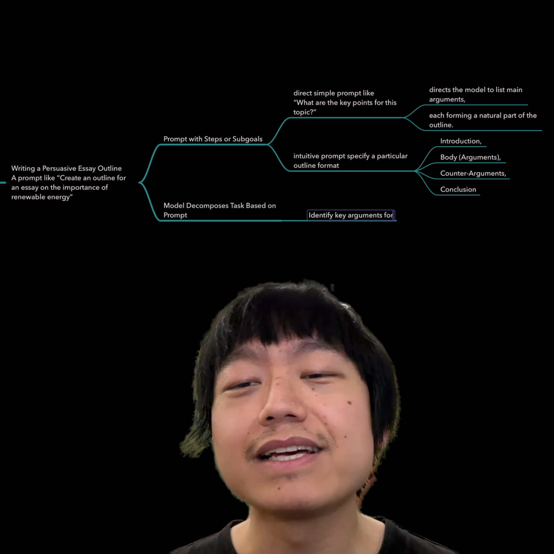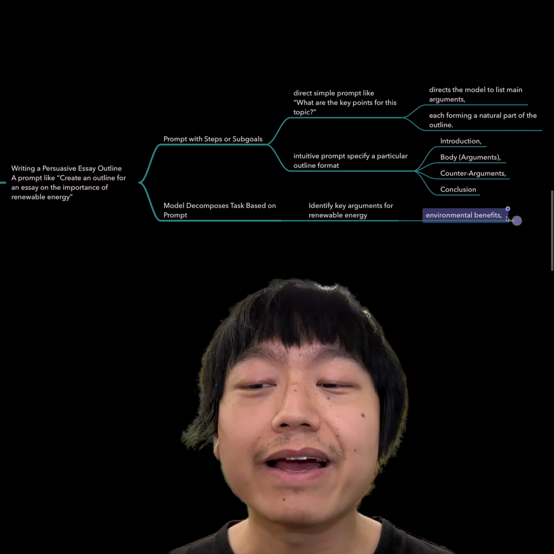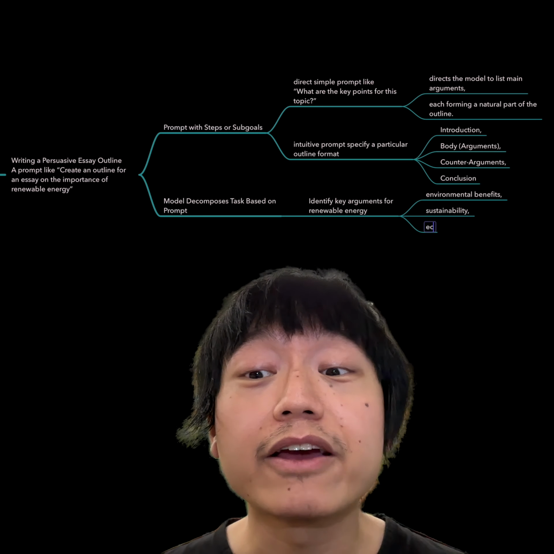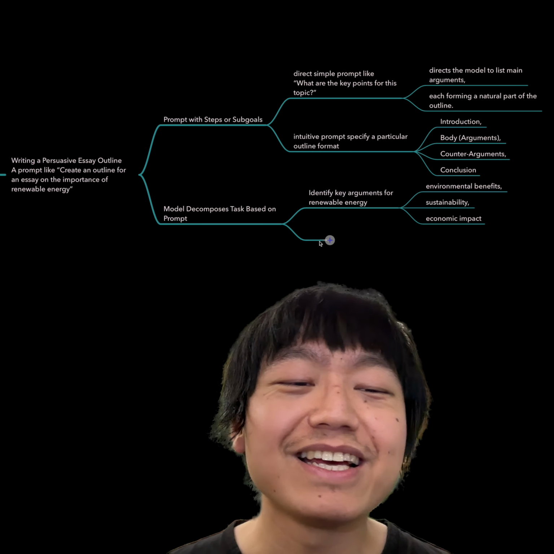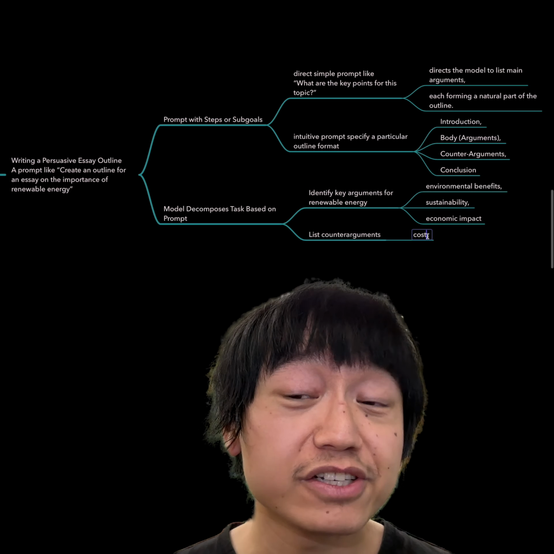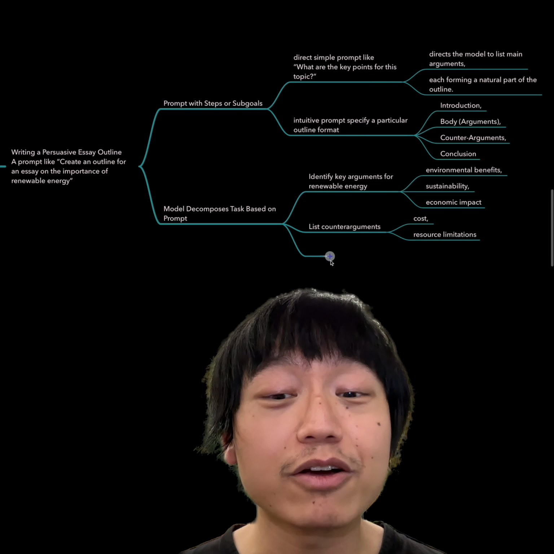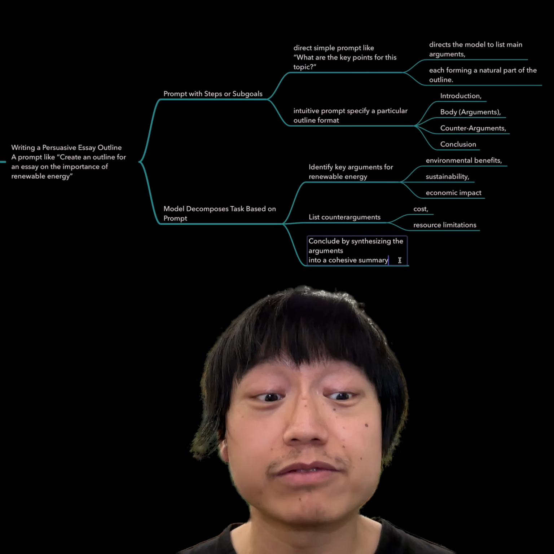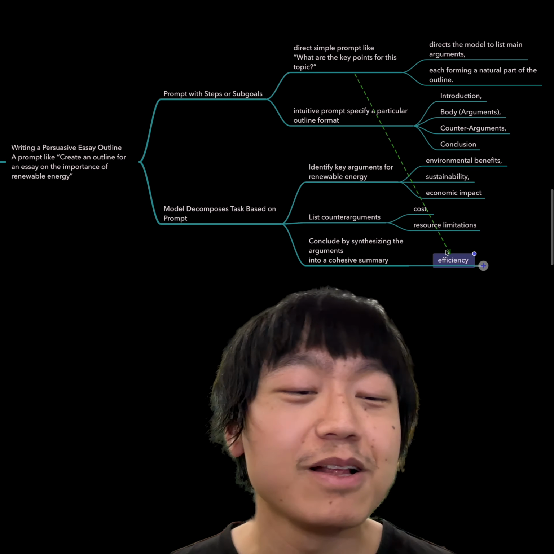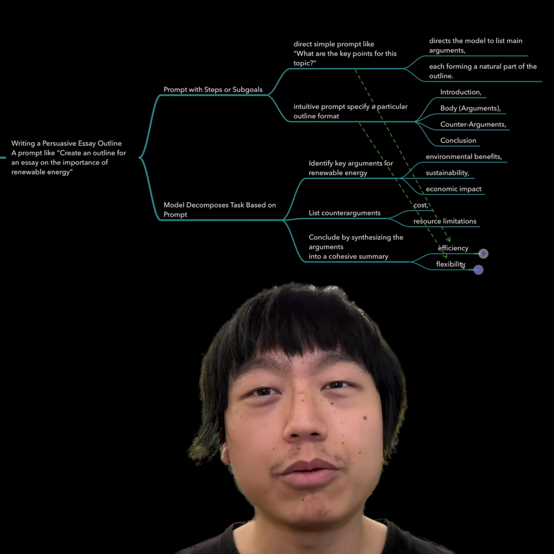Step 1 is to identify key arguments for renewable energy, for example, environmental benefits like sustainability, and economic impact. Step 2 is to list the counter-arguments, like cost and resource limitations. Step 3 is to conclude by synthesizing the arguments into a cohesive summary. This method offers great flexibility and efficiency by letting the model build a solution around direct, intuitive prompts.